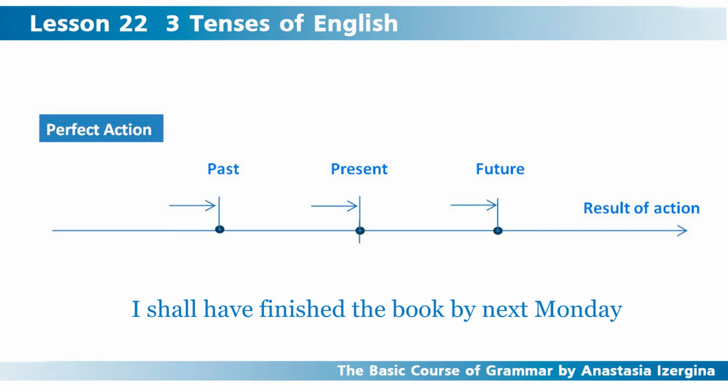This action type, perfect action, is about result of action. We don't care about the process. We don't care about the fact, but we care about the result of action, about something that happened when some action finished.